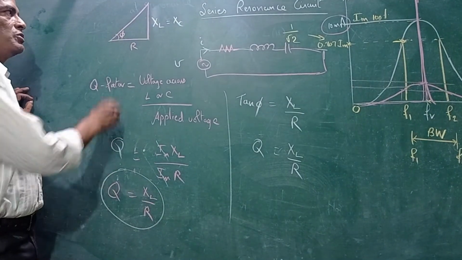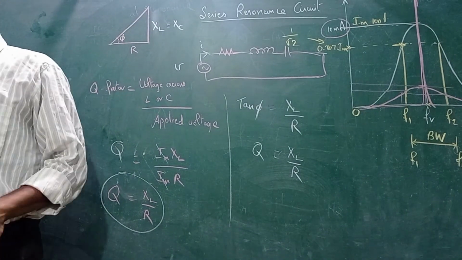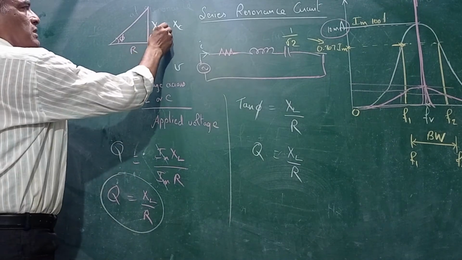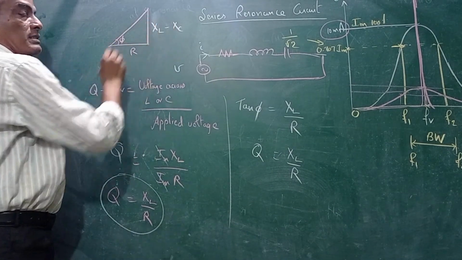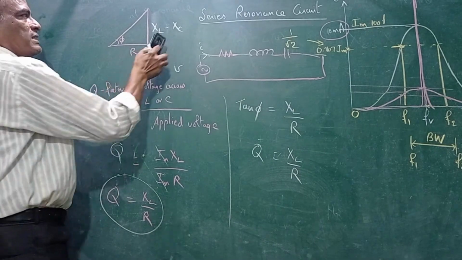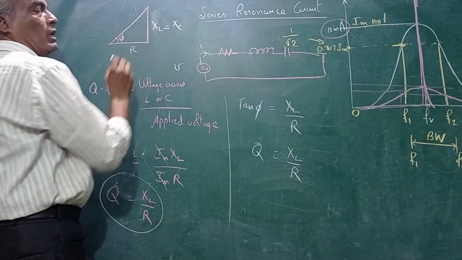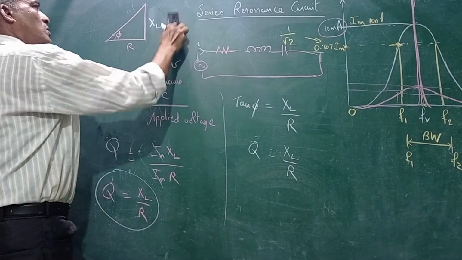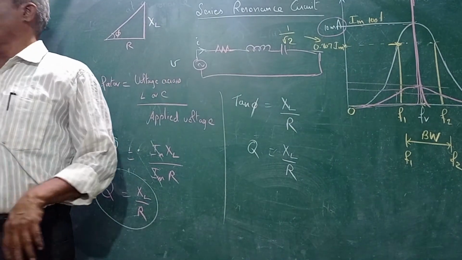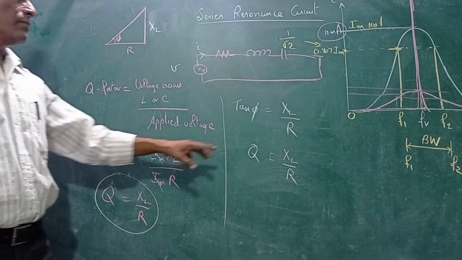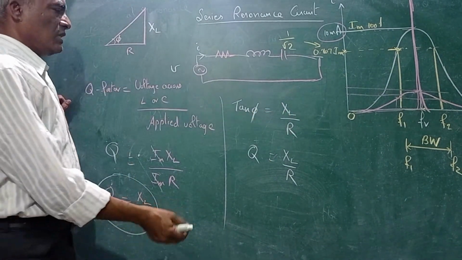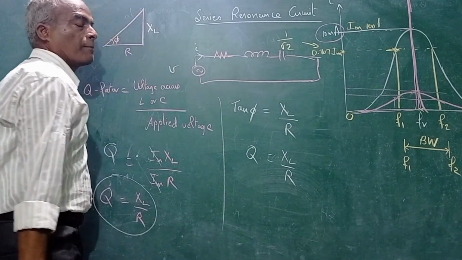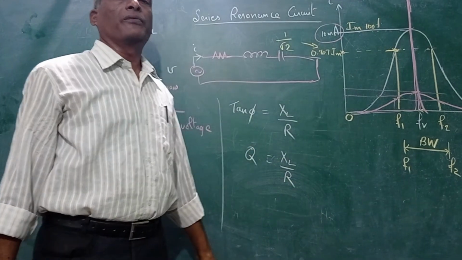Now this we can remember using the impedance triangle. Generally in the impedance triangle, for ordinary conditions without resonance, we will assume XL minus XC. But under resonant condition, both XL and XC are equal at the resonance. So we will take either XL or XC. So in that case, you apply tan phi. Tan phi is equal to XL by R. Therefore, you can easily remember in terms of this impedance triangle also, the quality factor is equal to XL by R.